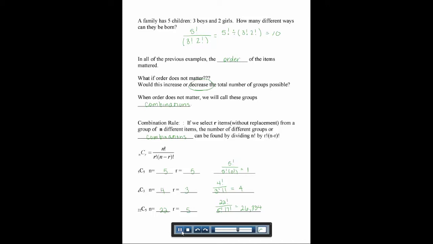Now, just like with permutations, you can do nCr on your calculator. You put in the n, and then you do math, go over to PRB, and number 3 is nCr, and then you'll put in your r.